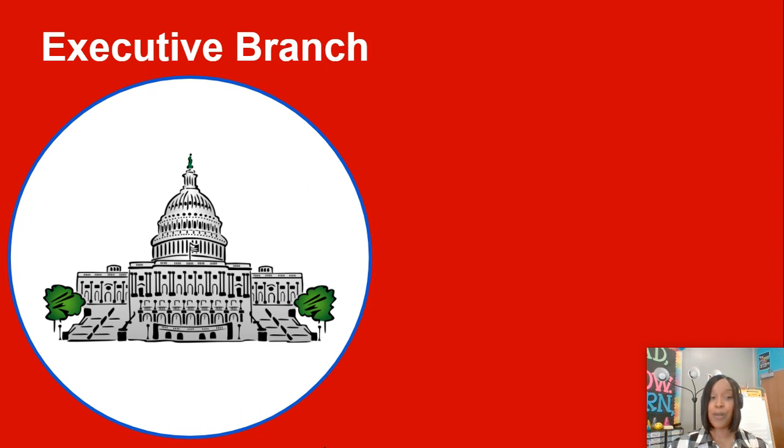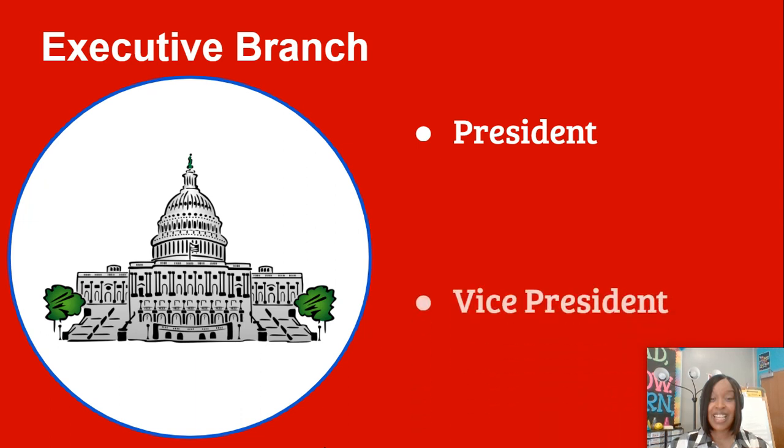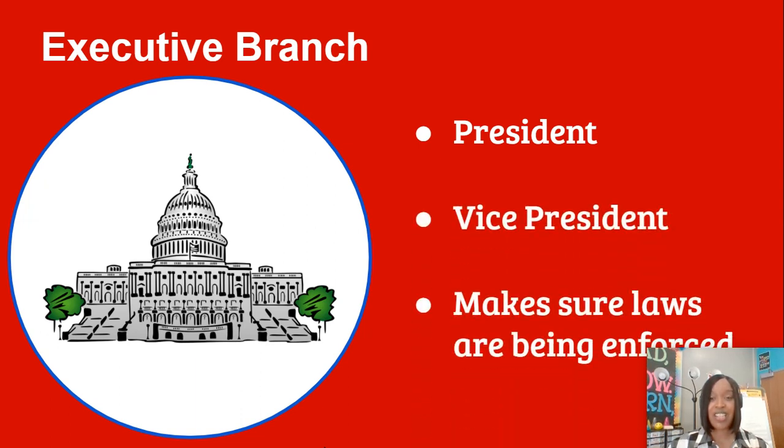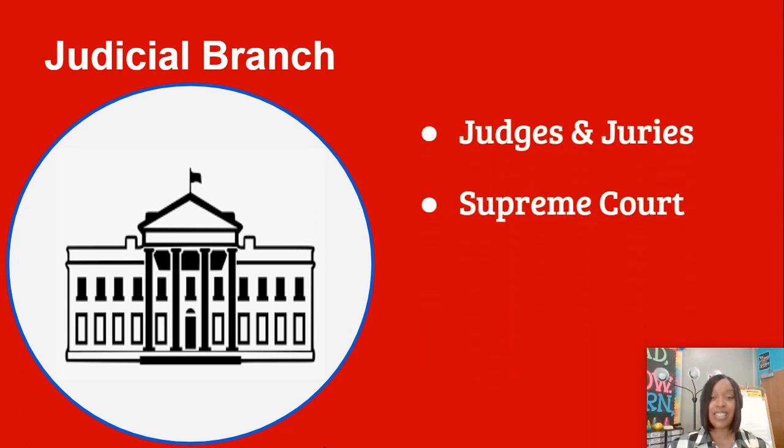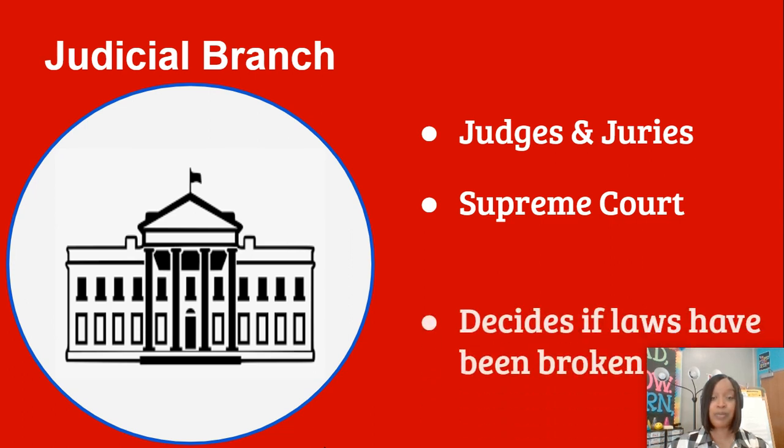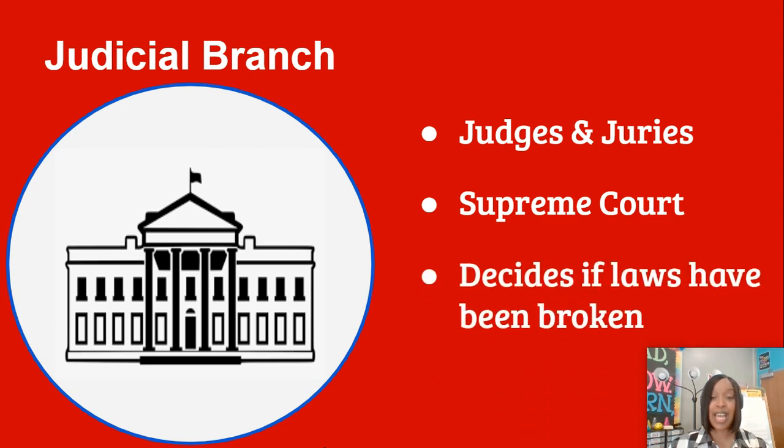Who works in the executive branch, and what is their job? That's right, the president, the vice president, and their job is to make sure laws are being enforced. So, what about the judicial branch? That's where we find judges and juries, the Supreme Court, and their job is to decide if laws have been broken or if laws are constitutional.